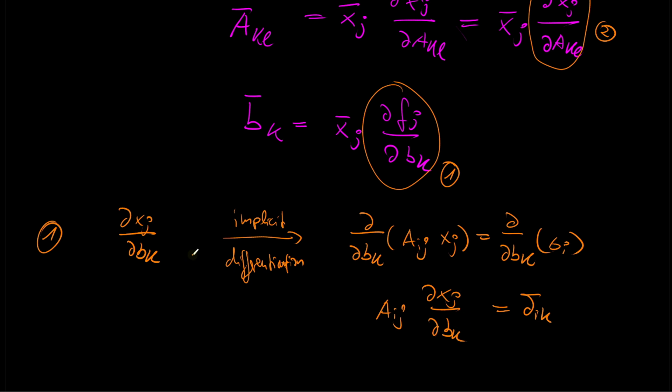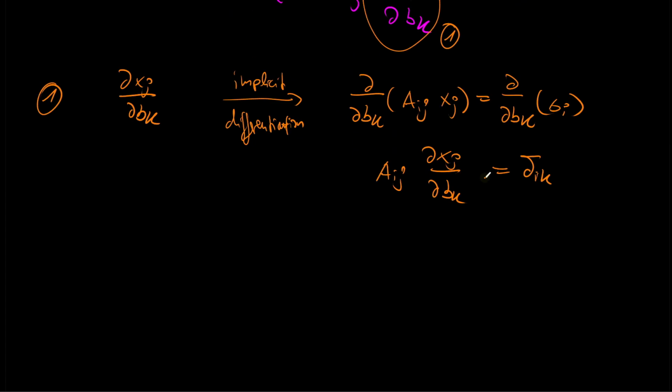And this is the quantity we looked for. So this is the one we wanted to get, and we found it by implicit differentiation. So let's rearrange for it. So this means that dx_j with respect to b_k is A_ij inverse, or the inverse exists at that particular point, multiplied with the Kronecker delta. And the Kronecker delta induces an index change, changing the indices from i to k.